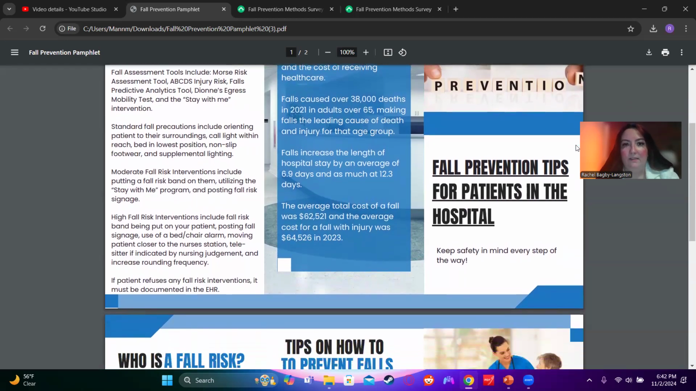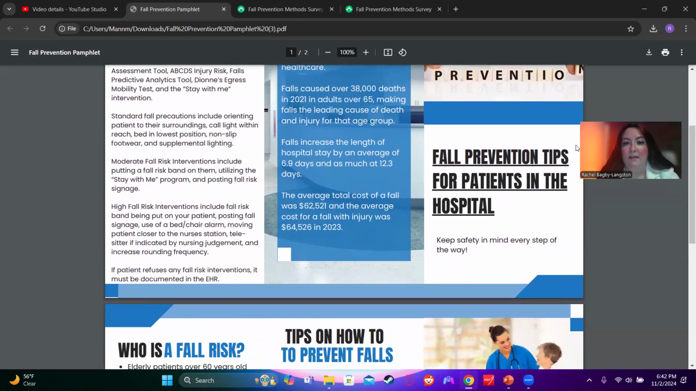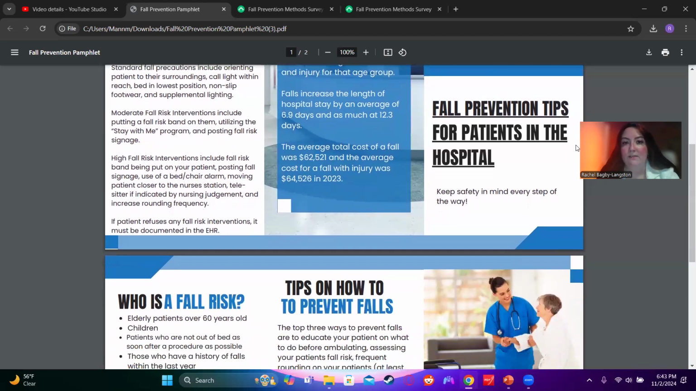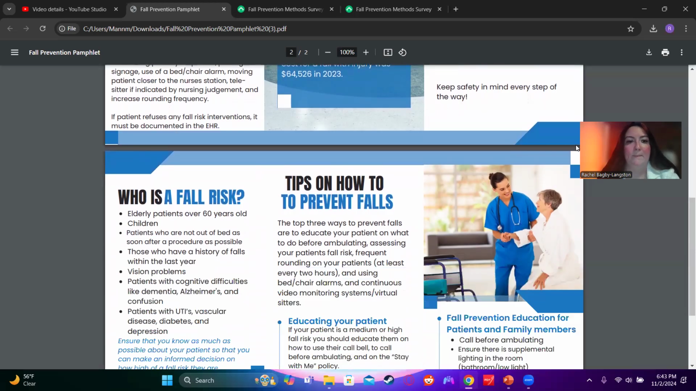It also increased the length of hospital stay by an average of 6.9 days to 12.3 days. And the total cost was 62,521, that's the total cost of a fall. And then the average cost for a fall with injury was 64,526 just last year in 2023.